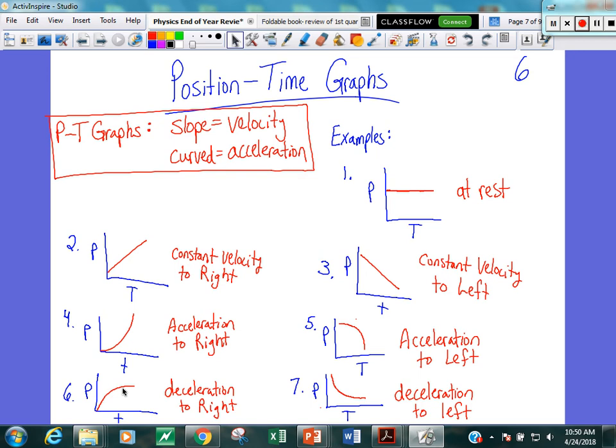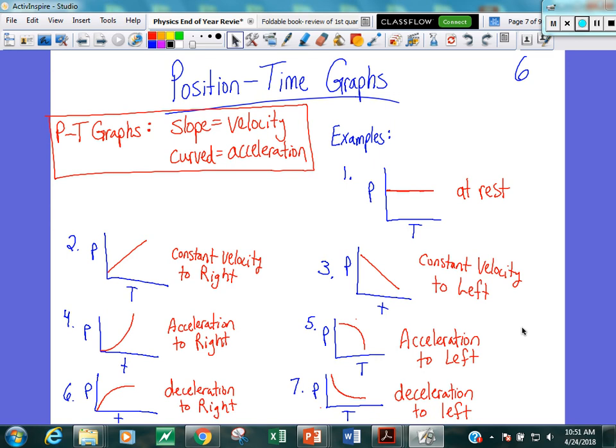Number 7. Again, it's curved, so you should notice acceleration right off the bat. It's fast at the beginning because the slope is more severe, but as time goes on, the slope goes to 0, so the velocity goes to 0, which means it's decelerating. How do we know it's going to the left? Because the overall slope is negative. Okay, I know those can be a little bit complicated for students, and hopefully that helps you remember position time graphs.